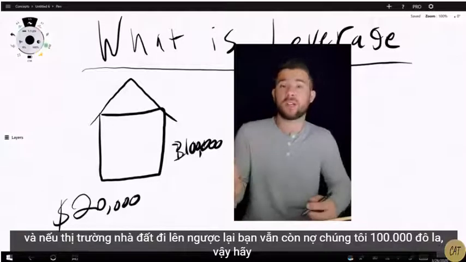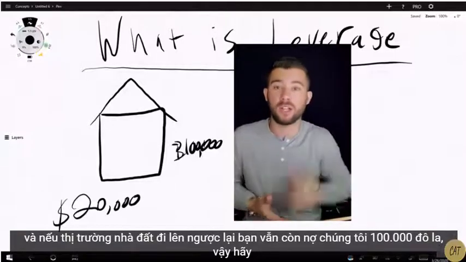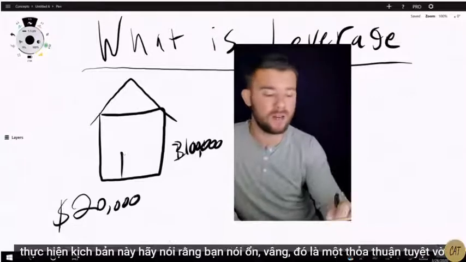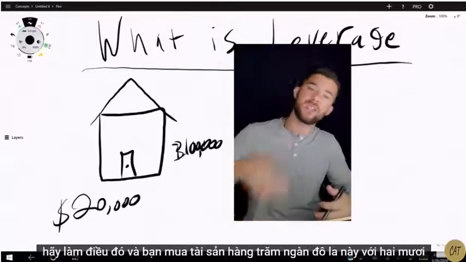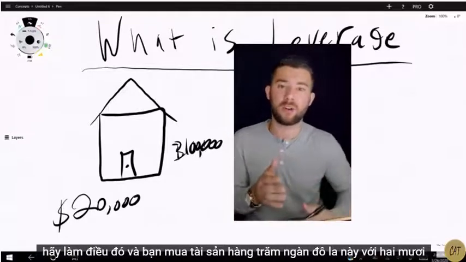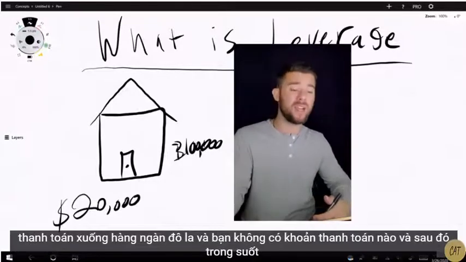And if the housing market goes up, vice versa, you still owe us $100,000. So let's do this scenario. Let's say you say, okay, yeah, great deal. That is an amazing deal. So let's do it. And you buy this $100,000 property with a $20,000 down payment, and you have no payments.